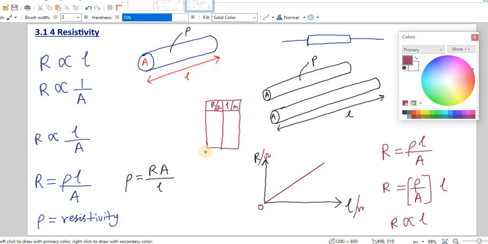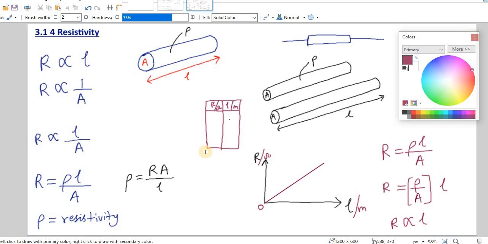Now you can see we always plot the independent variable on the x-axis and the dependent variable on the y-axis. The resistance depends on the length of the wire, not the other way around. The longer the length, the greater the resistance. The shorter the length, the smaller the resistance. So the resistance depends on the length. Therefore the length is the independent variable and the resistance is the dependent variable, since it depends on the length.